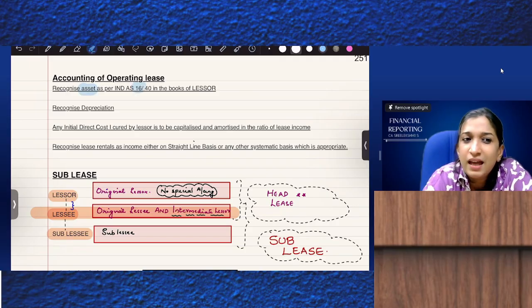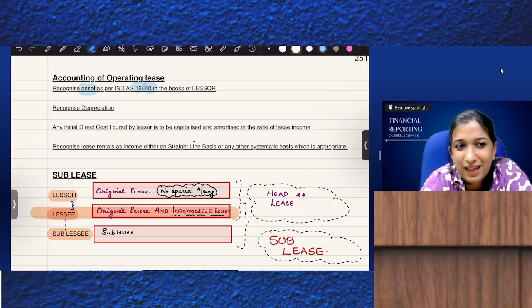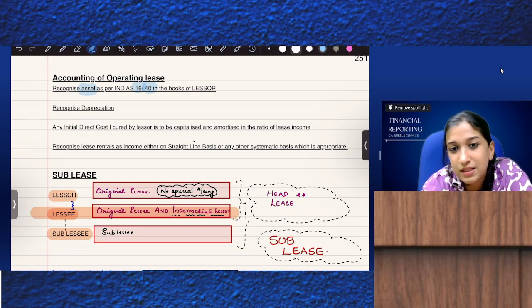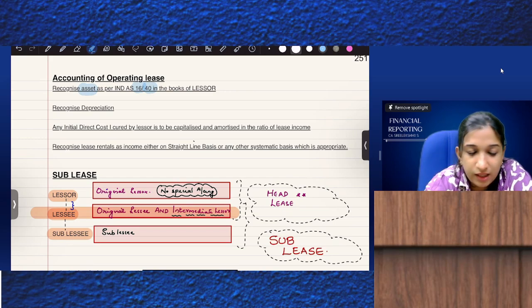If it is land and building, then it is IND AS 40. Other assets held for rental purpose, it is IND AS 16, or else it is IND AS 40, in the books of lessor.